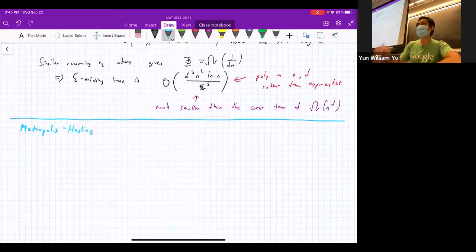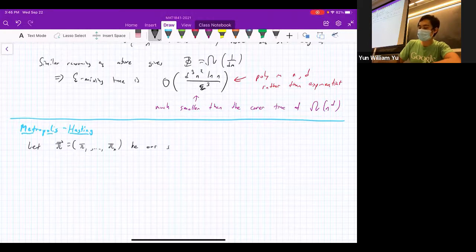So that's what we're going to do now. We're going to give you two different constructions for these Markov chains that will match a particular probability distribution you're trying to sample. So the first one is called Metropolis-Hastings. And well, let pi be the probability distribution we want to sample. So this is our desired stationary distribution.